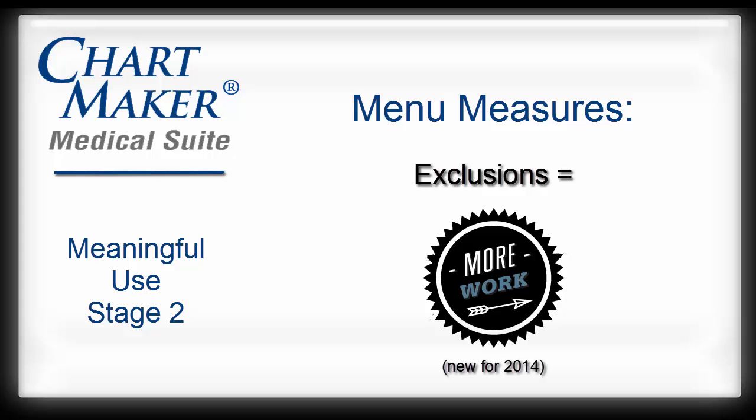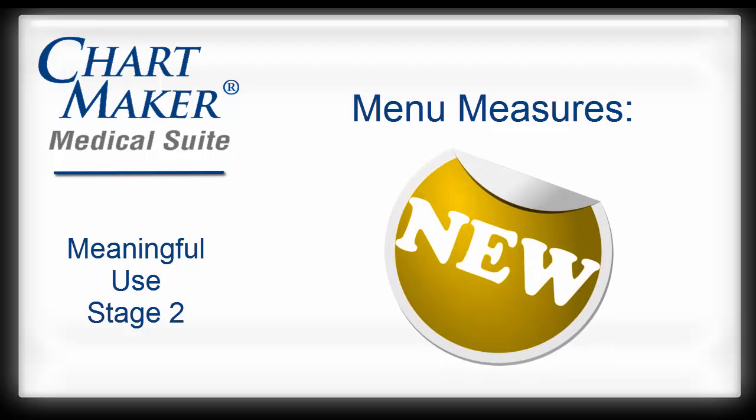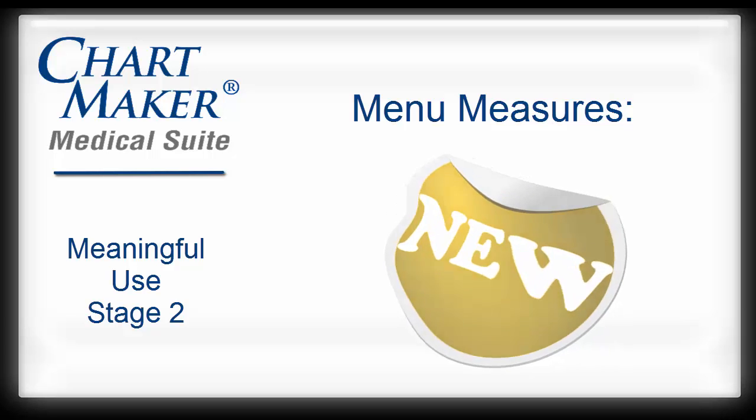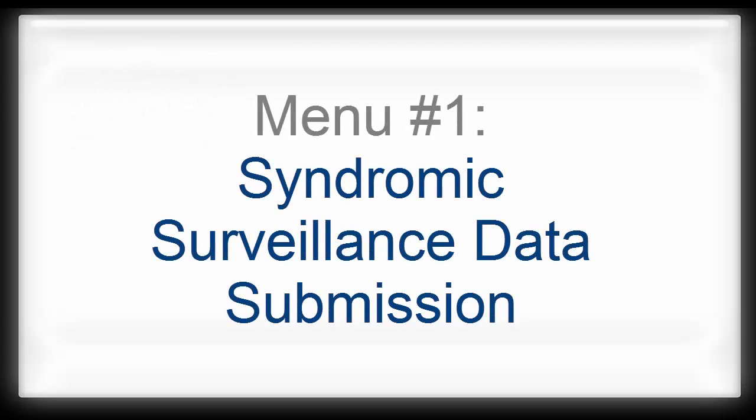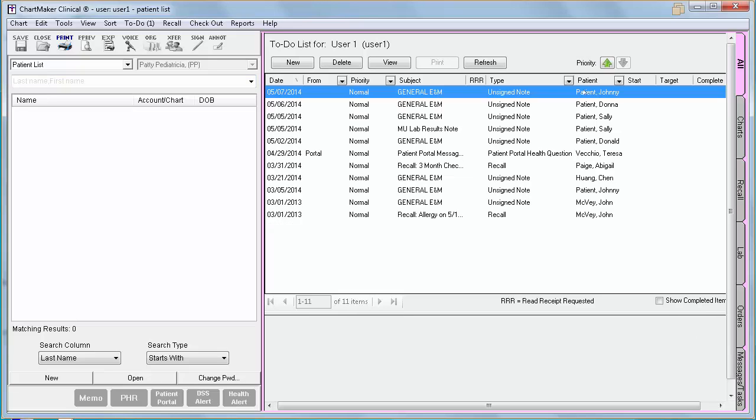This was a new rule starting in 2014. Most of the measures are completely new for Stage 2. The only exception is the syndromic surveillance measure. Menu measure number 1 is submitting electronic syndromic surveillance data to public health agencies. In Stage 2, you will now be required to submit ongoing data to your public health agency.